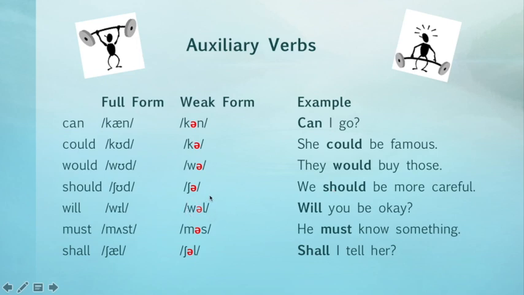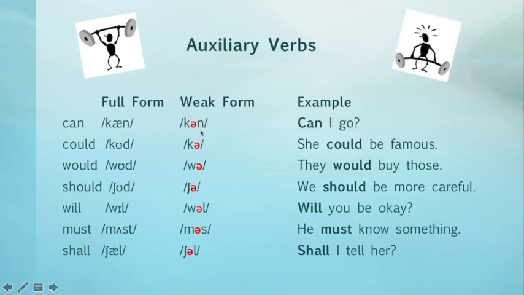Instead of will, you might hear wool, like will you be okay? Instead of must, you might just hear the weak form, like he must know something. So the T disappears in that one. And instead of shall, you might just hear the weak form. Shall I tell her? So again, listen and repeat after me.